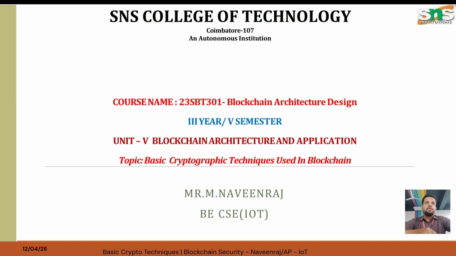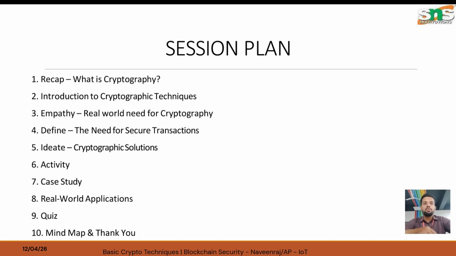In today's topic we are going to discuss basic cryptographic techniques. Cryptography is one of the techniques used inside blockchain technology. That's why we are here to discuss cryptographic techniques. Cryptography is the foundation of blockchain security. It ensures that data is encrypted, transactions are verified, and the records are immutable, that cannot be changed. Without cryptography, blockchain is not secure.